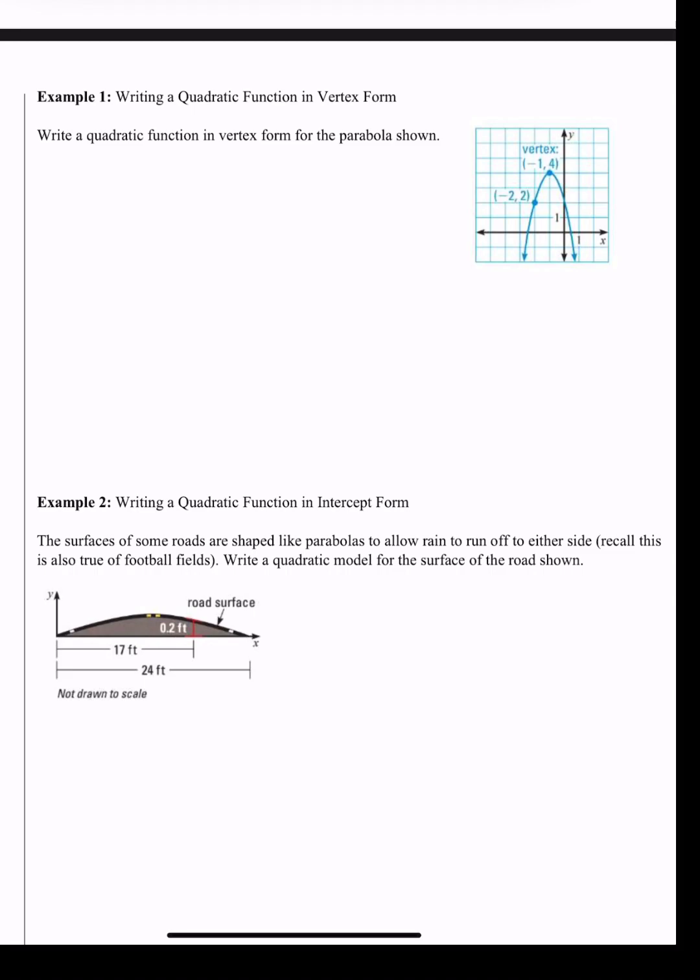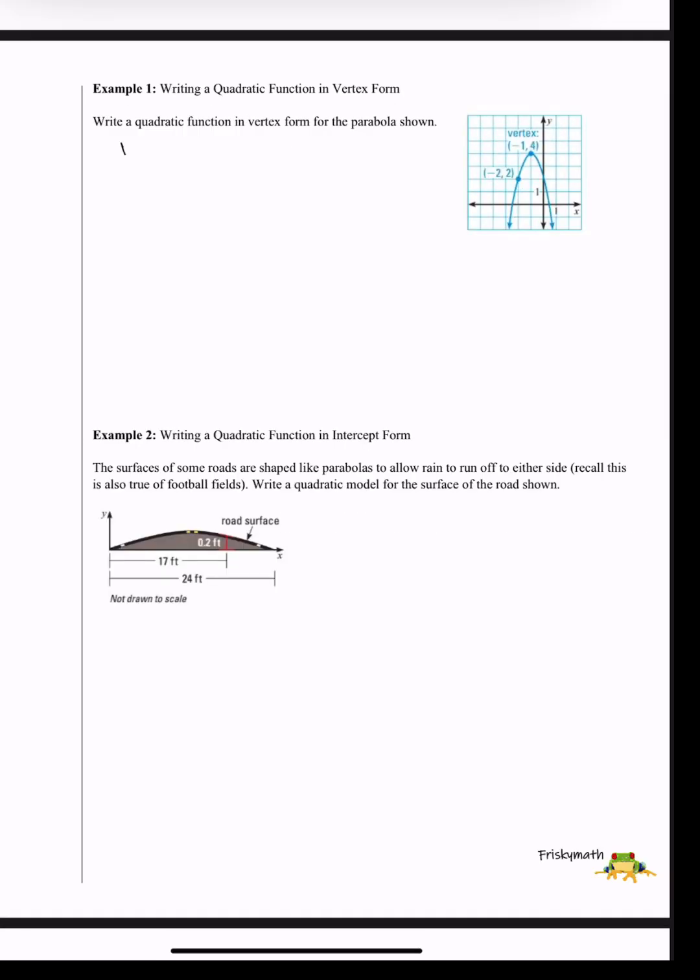All right, so we're going to use that stuff that we have learned in the past to help us write some quadratic functions. Now, some of these will be applicable, and some of these are going to be abstract. For example, example 1, you're just given this graph on the right-hand side, and we have to write a quadratic function in vertex form for this parabola that's been shown to us. So the vertex form of a quadratic function is going to look like this.